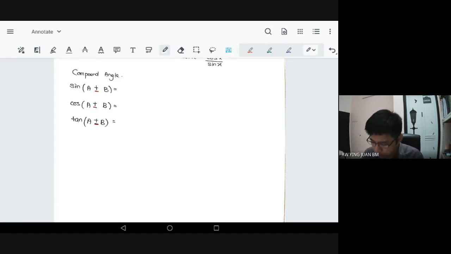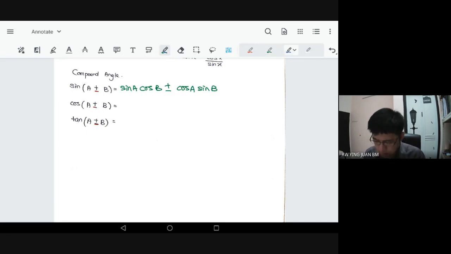Boleh? So kita mula dengan formula trigo, compound angle. Compound angle. So kalau sin bracket A plus minus B, kita ada sin A cos B plus minus. Ini ikut plus minus. Kemudian kita ada cos A sin B. So itu compound angle. Benda yang you perlu tahu ya.